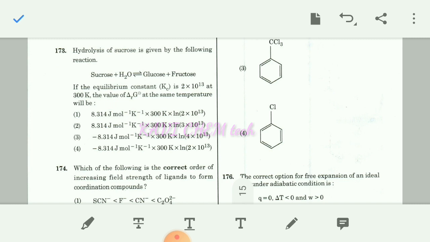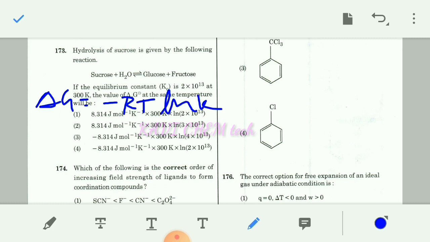Hydrolysis of sucrose is given by the reaction: sucrose gives glucose plus fructose. If the equilibrium constant is given, and the temperature is also given, what is the del G value? Del G is equal to minus RT ln K. So R is 8.314, temperature is given as 300 Kelvin, and the ln K value is also given, 2 into 10 power 13. According to that, option 4 is the correct answer: minus 8.314 joules per mole per Kelvin, 300 Kelvin, and ln K 2 into 10 power 13.